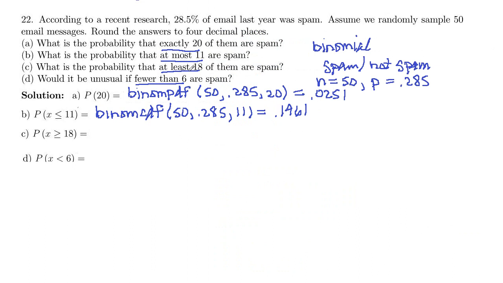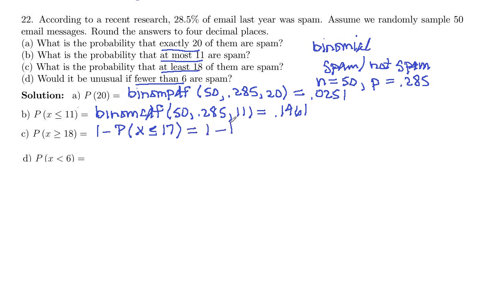And then at least 18 of the 50 are spam. That's a greater than or equal. And remember that binom CDF only gives us less than or equal probabilities. So we have to rewrite this with a less than or equal. So if we use the complement rule, this is 1 minus the probability that X is strictly less than 18, which means less than or equal to 17, since you have to take on whole number values.